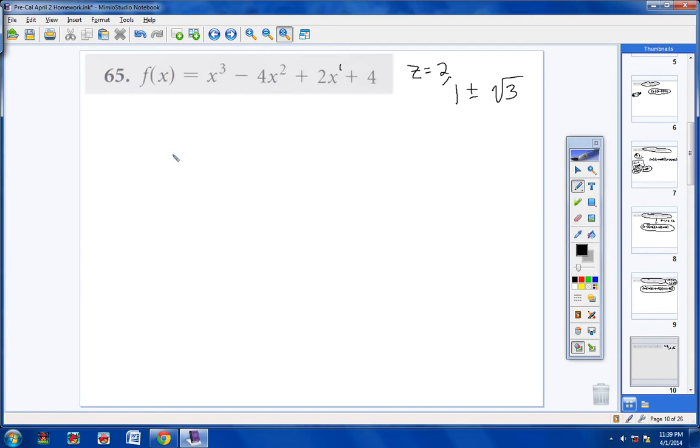So if one of my zeros is 2, I'm going to put x minus 2. And sometimes it helps to write these zeros out individually. So I'm going to try to do that real quick here. All right.